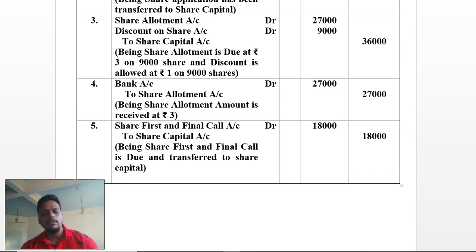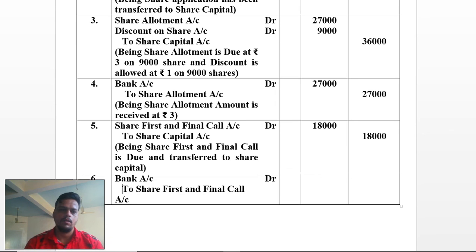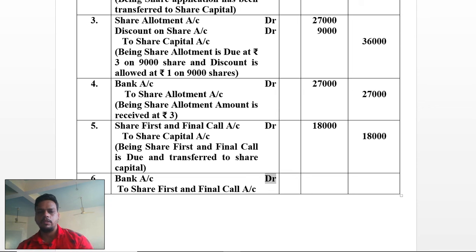Now once we have asked for due, next part is for money received. Here we are going with the receiving money. Entry will be bank account debit to share first and final call account. This much entries are being put in. Your amount will be 18,000.